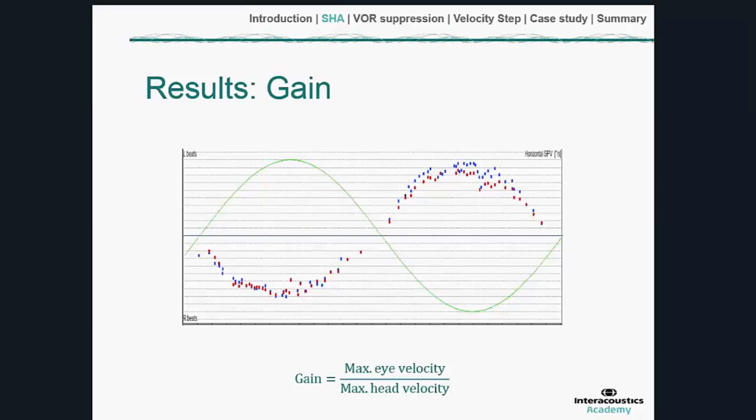So we have here just a snapshot of one cycle at one frequency, and we can see the green line is the head rotation, and then the red and the blue dots are the eye movements, the slow phases, which are equal and opposite. And so what we do is we measure the maximum eye velocity, which I've just displayed with the arrows there, and then we measure the maximum head velocity. And if the VOR is working optimally as we think it should, then we would expect a gain of 1. And if there is a reduced sensitivity in the VOR, the peripheral vestibular system, and the neural connections from it, then we might expect the gain to drop below 1.